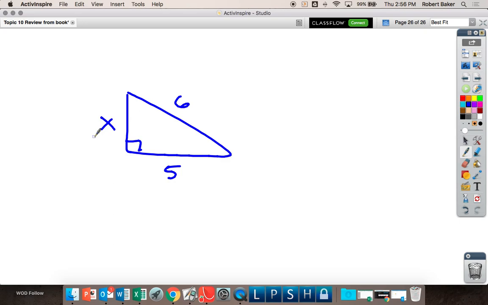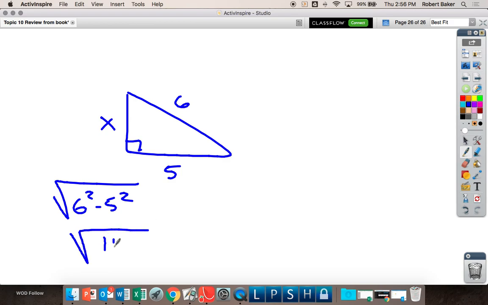You have to do math. Anybody do it already? 6 squared minus 5 squared. Square root of that. Square root of 11. 3.3. Obviously. Now, do I care about the number 3.3? Yeah, the answer is no. Not a Pythagorean triple.